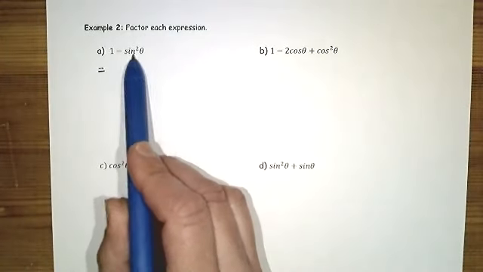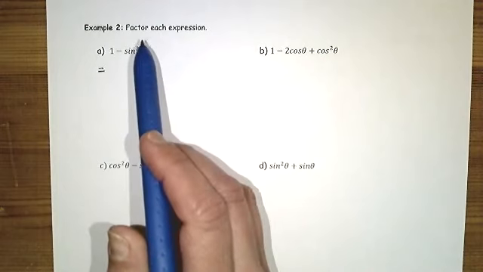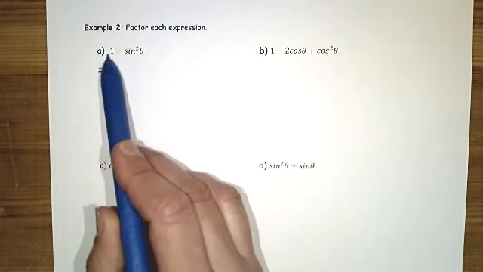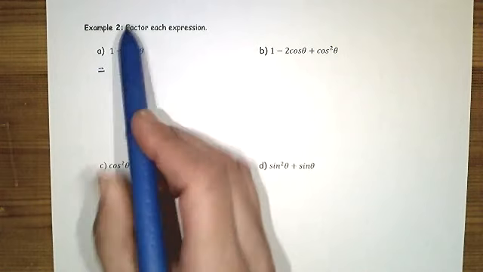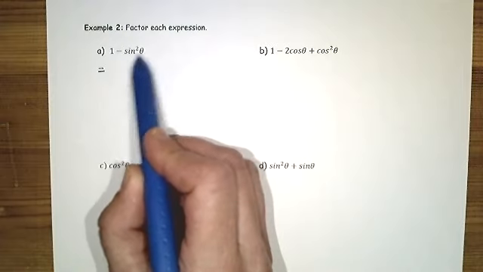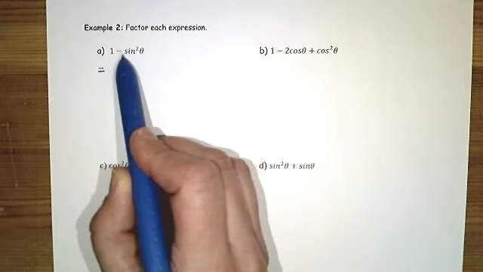So when I have two terms, the first thing that should come to mind is whether I have a common factor or a difference of squares. There's no common factor here, but I do have a difference of squares because this is a squared term, this is a squared term, and they have different signs.